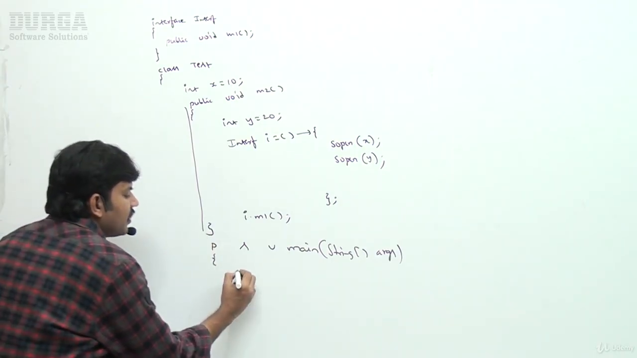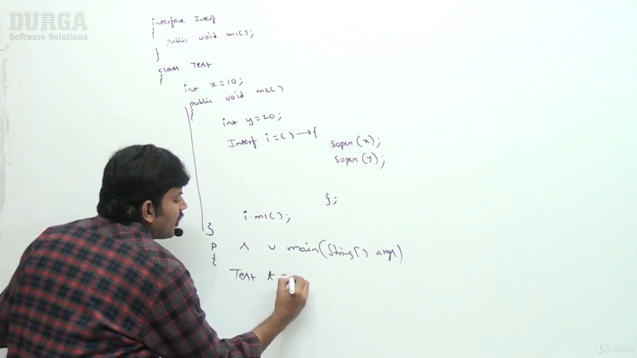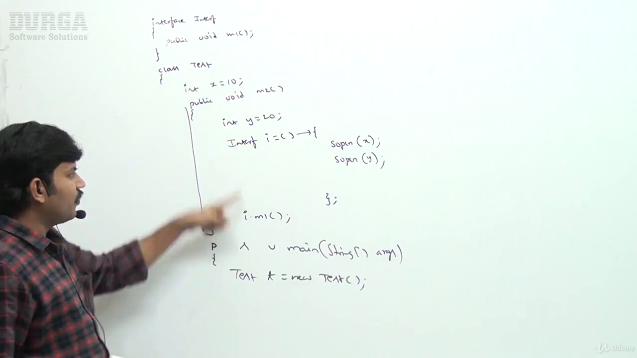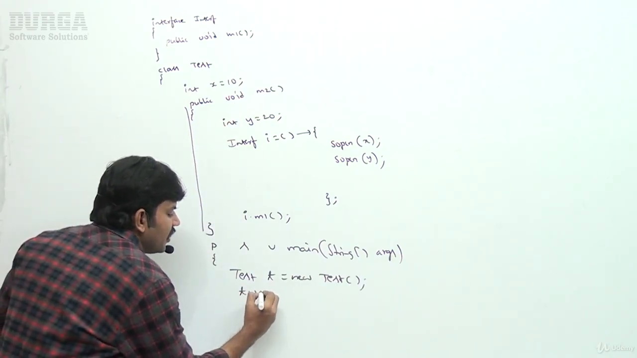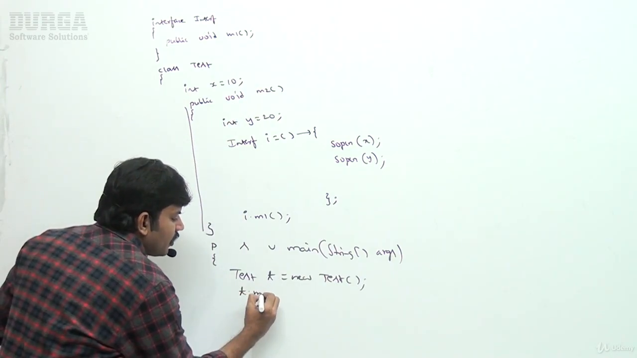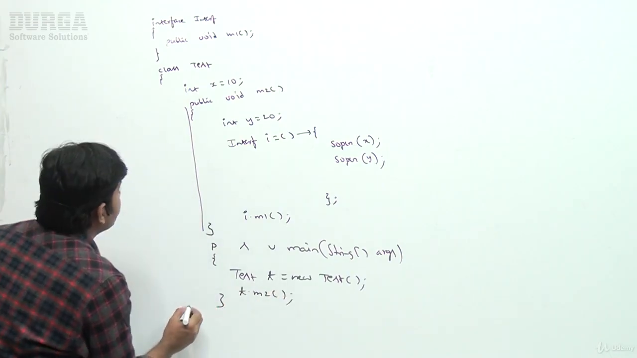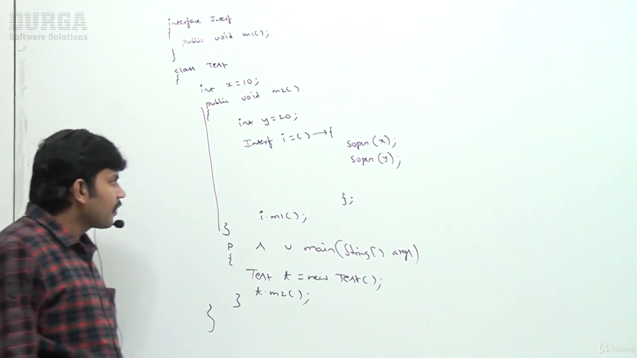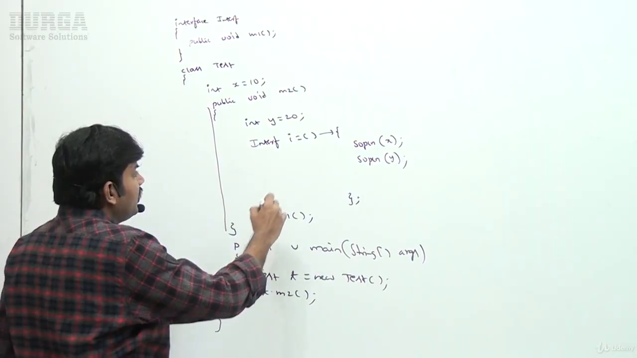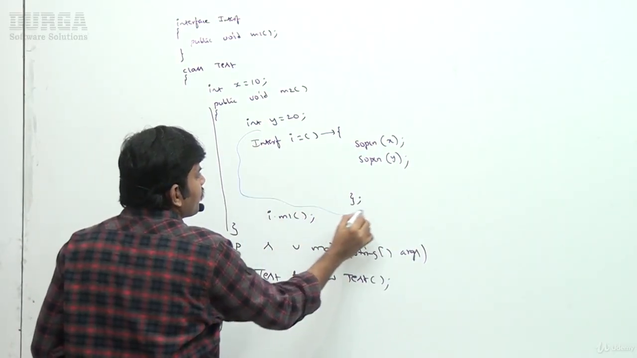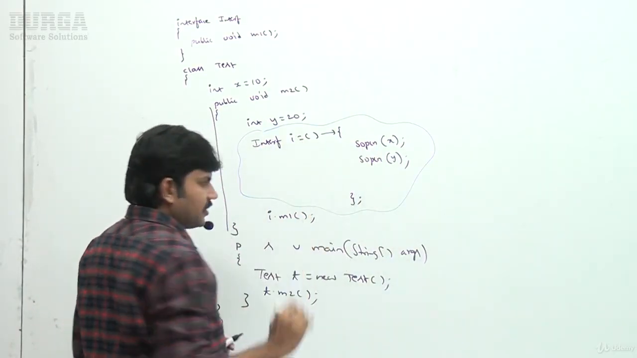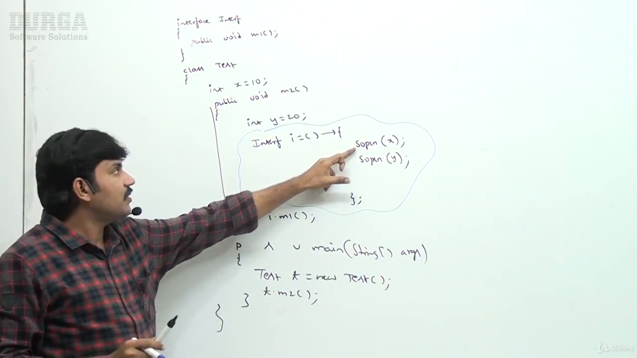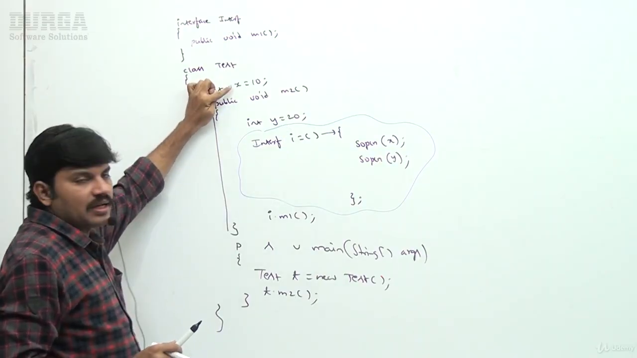Now, Test t = new Test(). I am creating the Test object and then I want to call t.m2(). We already covered this example, t.m2(). I want to call this one. Take very special care. What is this one? This one is a lambda expression. From the lambda expression I am accessing the variables of the enclosing class, the outer class.